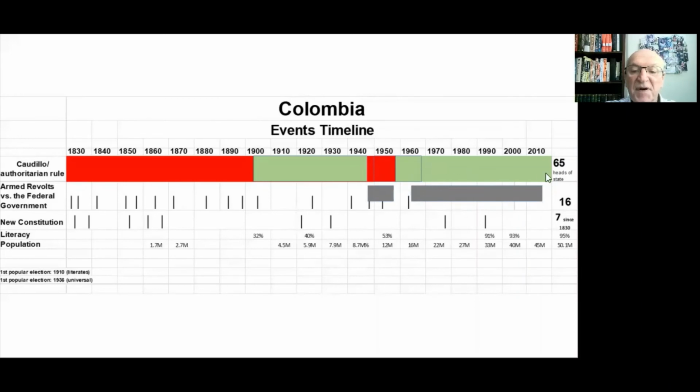This green part here is mainly due to the agreement that the two major parties in Colombia made at the end of the 50s. The agreement was that they would rule intermittently. One term would be the Conservative Party, the next term the Liberal Party, and so on. And they succeeded in doing just that. And again, that is one of the reasons why this era here is democratic.